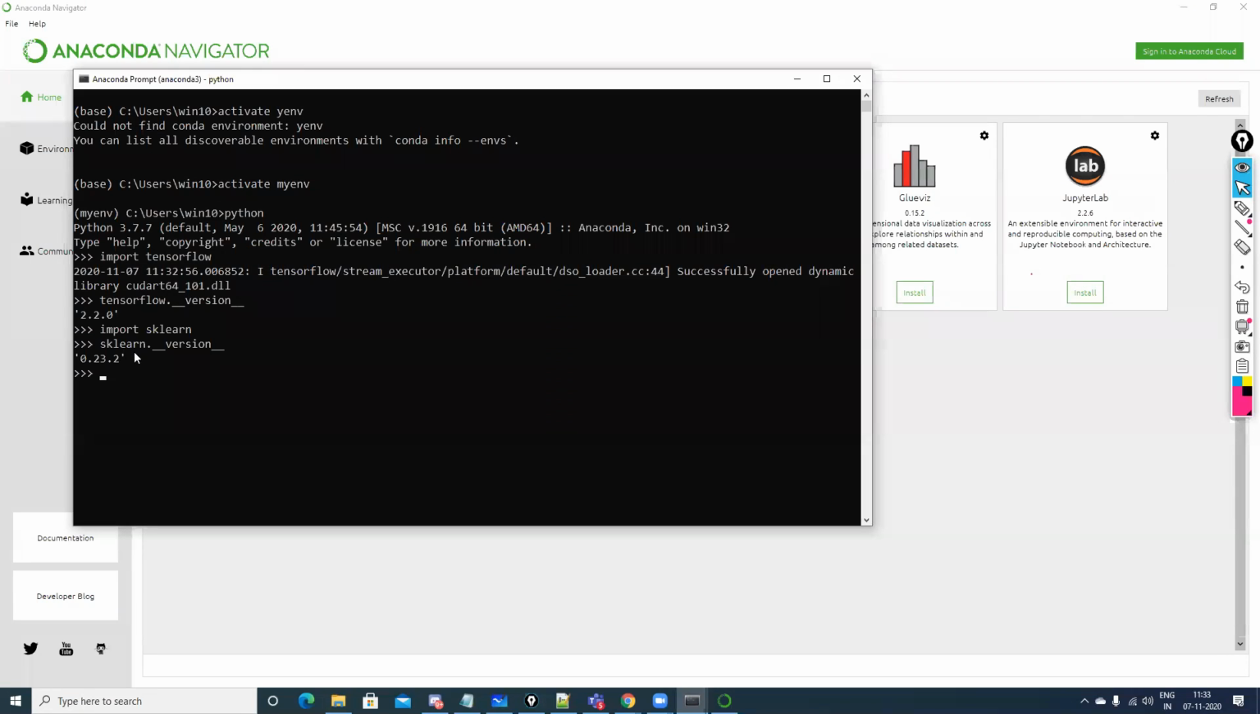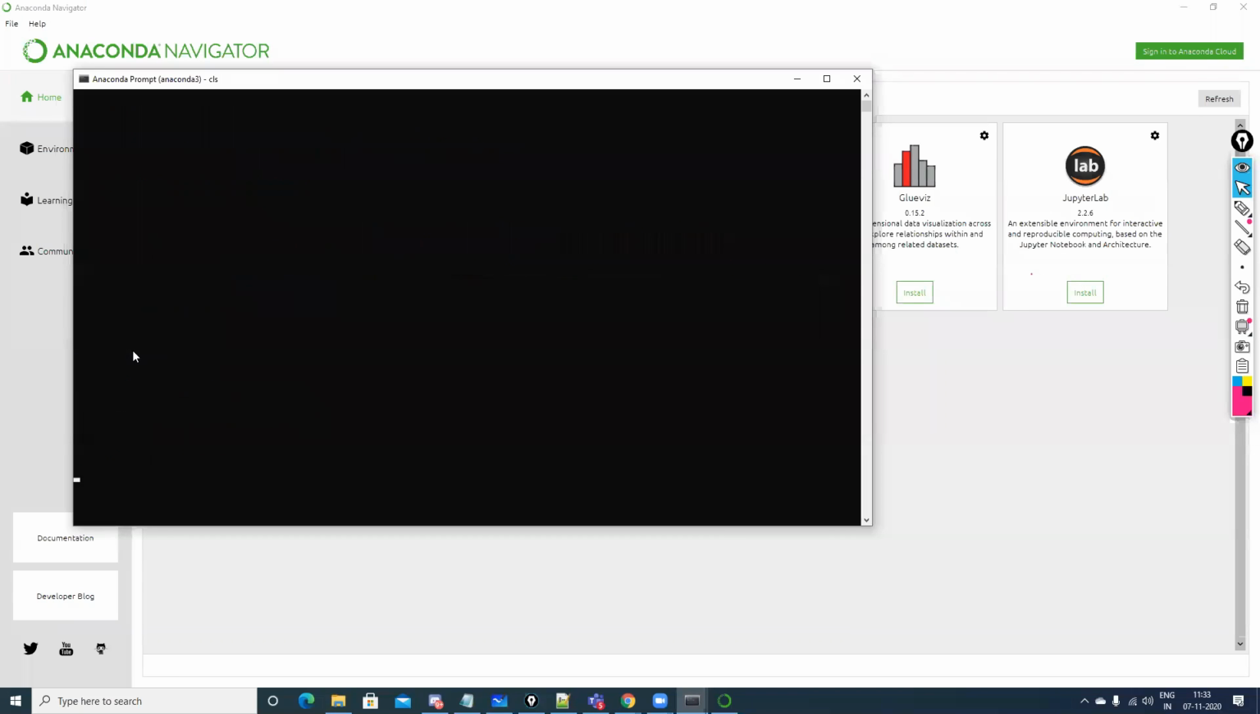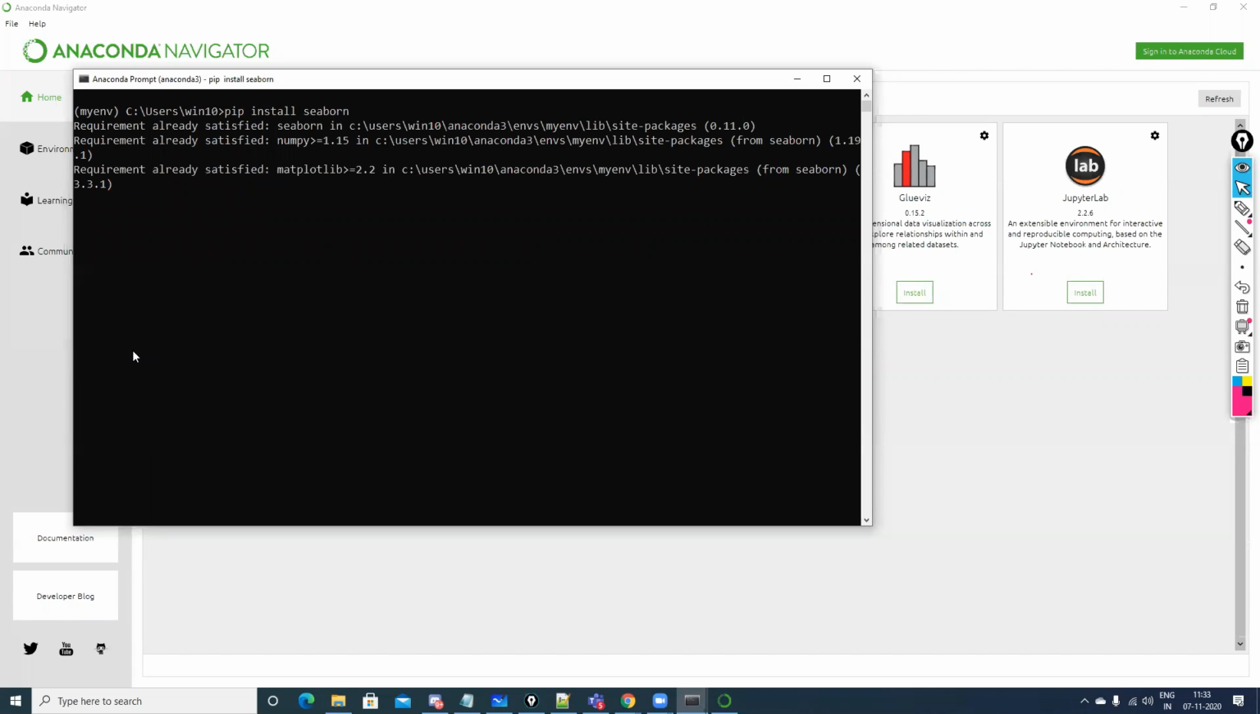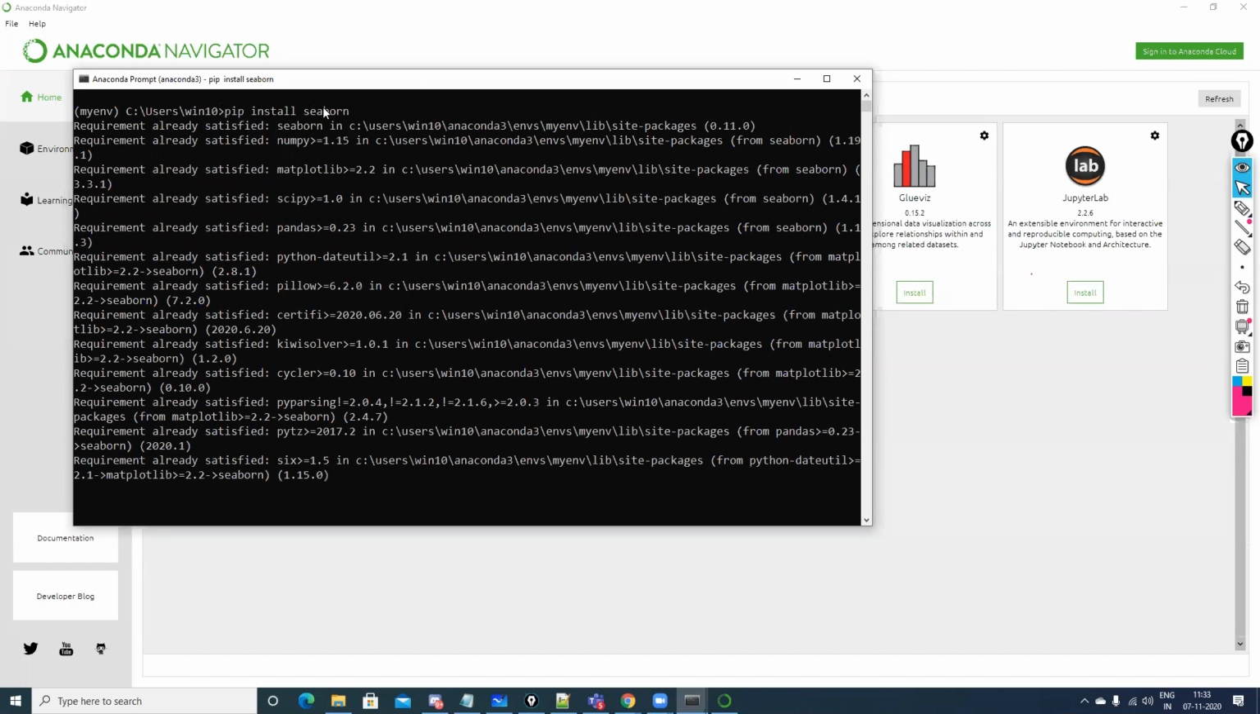So if you really want to install something, you just have to write pip install. Suppose I write pip install cborn, I want to install some library. I've already installed it, so it says requirement already satisfied. But when I write this, it is specifically getting installed in this specific environment itself.